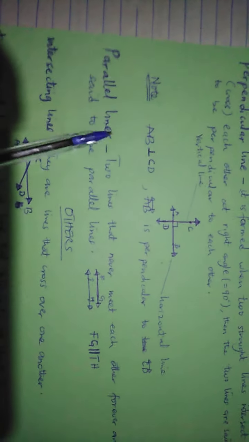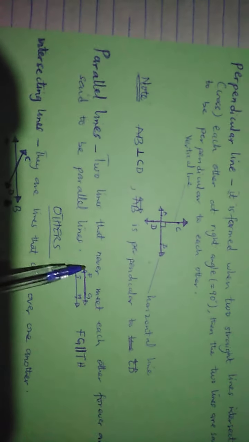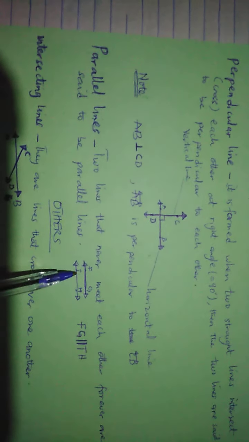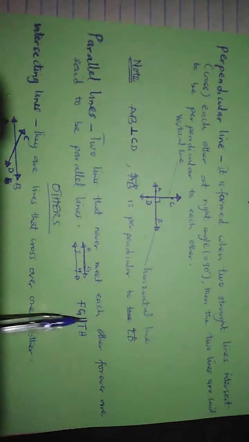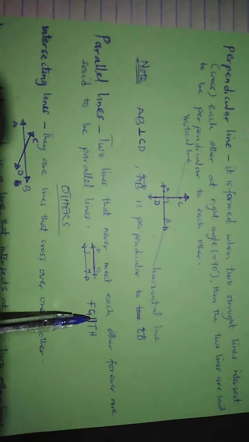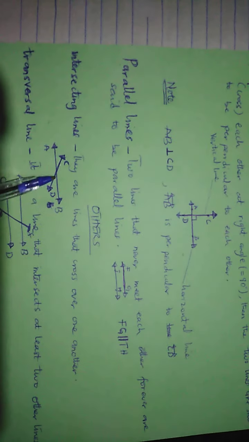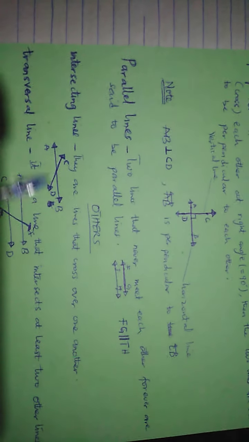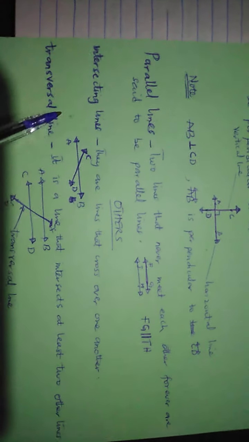We have parallel lines. Parallel lines are lines that will never meet. They are two lines that never meet, like FG and IH. So FG is parallel to, you see how we represent parallel lines, straight lines that do not meet. So FG is parallel to what? IH. Intersecting lines, as the name implies, intersect, they cross. So two lines that cross are known as what? Intersecting lines.